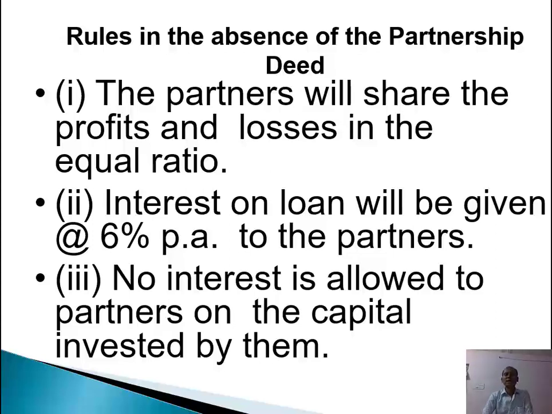Second one, interest on loan will be given at the rate of 6% per annum to the partners. If any loan is acquired from any partners for partnership necessities or needs, and the percentage of interest is not mentioned in the partnership deed, the interest should be calculated on such amount at the rate of 6% per annum.